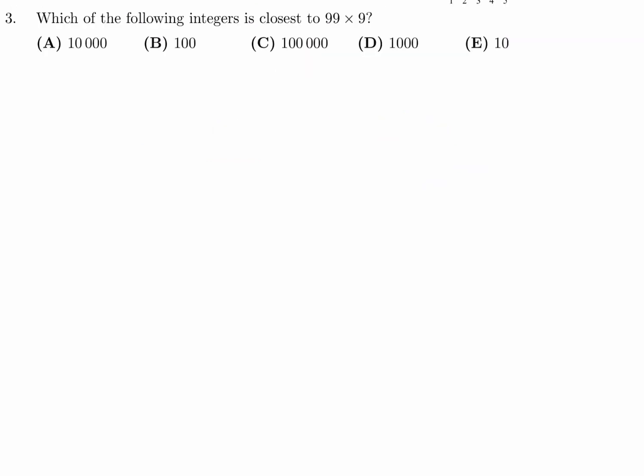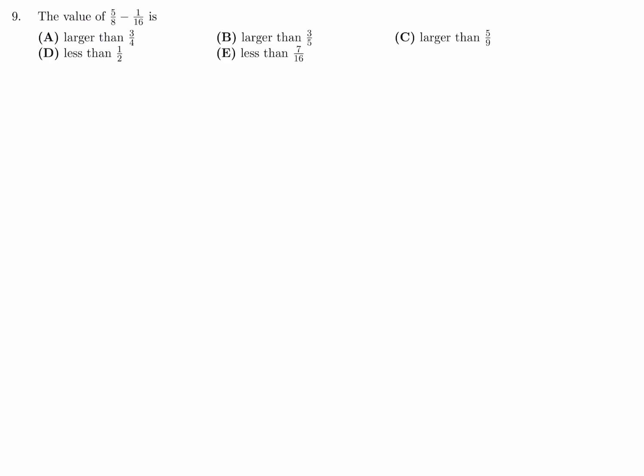Which of the following integers is closest to 99 times 9? Well, 99 times 9 is 891, and of the answer choices, the one that 891 is closest to is 1,000. So number 3, the answer is D.